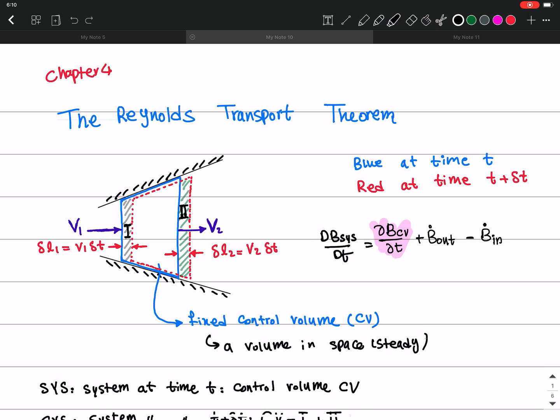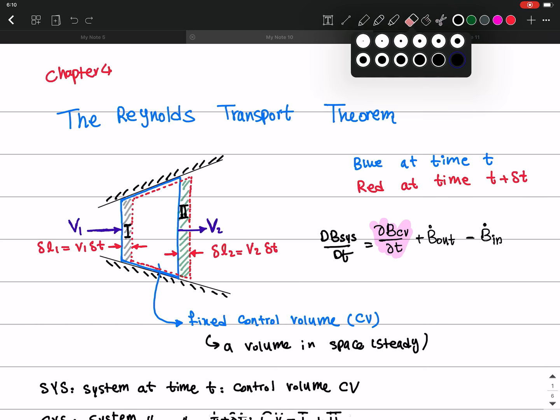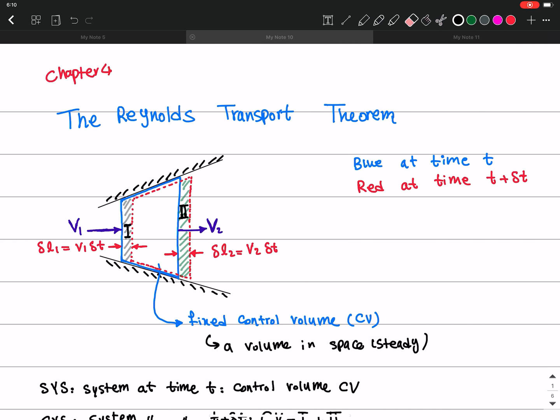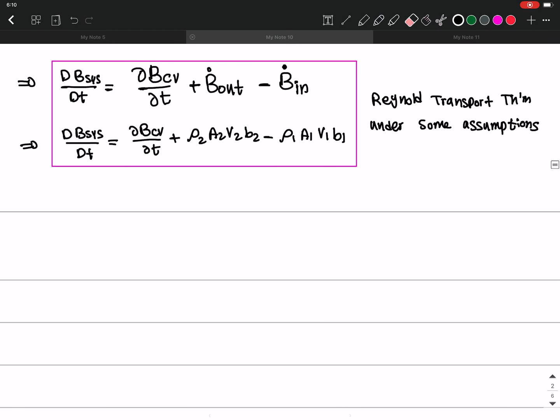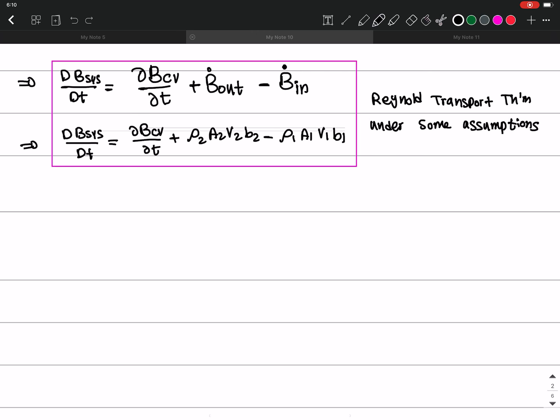So for example, this much has come into the system and this much has gone out of the system, right? So we have to consider those in order to get the correct total change in the system. Okay, so this is the whole idea of Reynolds transport theorem. This is a very simple theorem. It's actually the main reason we use it: to convert this total derivative to this partial derivative, with all the changes that we need, right?